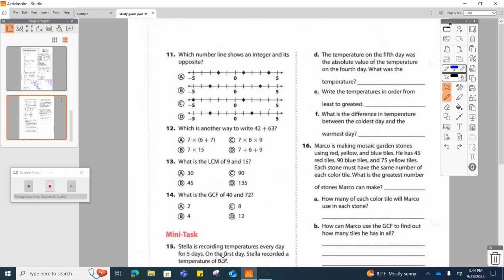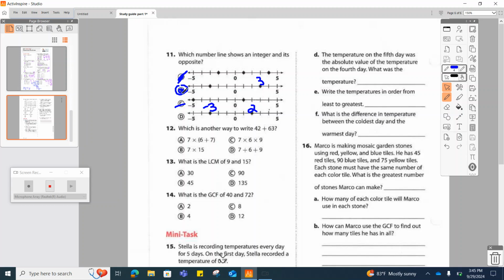Well, an integer is a whole number. So if this is 1, its opposite would be negative 1, not A. 1, 2, 3. The opposite of 3 would be negative 3, 1, 2. Looks like it's B. Let's see what my other choices are. This is 1 and negative 5, so not C. This is 2. And this is negative 1, negative 2, negative 3. So the correct answer is B.